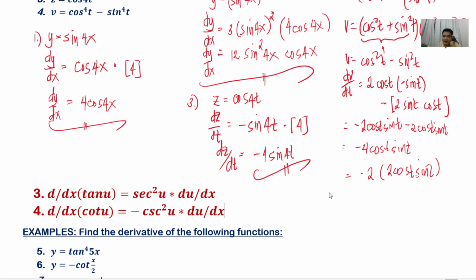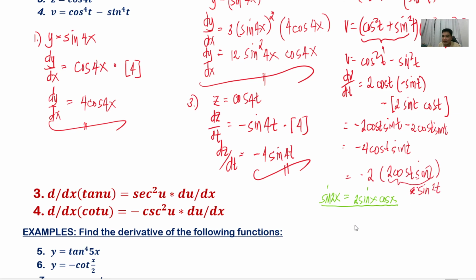Green. Di ba, class, ang sine 2x is equal to 2 sine x cosine x. Di ba? Trigonometric double angle. Okay? Yung double angle identity natin. So, ibig sabihin, class, yung 2 cosine t sine t natin, that is just equal to sine 2t. Okay? Sine 2t.